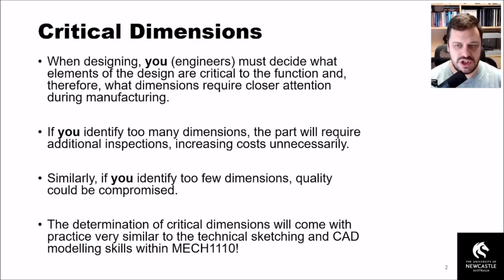So when designing, you as engineers must decide what elements of the design are critical to the function, and therefore what dimensions require closer attention during the manufacturing process. If you identify too many dimensions, the part will require additional inspections, increasing the cost unnecessarily. Similarly, if you identify too few dimensions, quality could be compromised and the component may not work as it was intended. So the determination of critical dimensions will come with practice, and it's very similar to everything else you've been working through in Mech 1110, such as your technical sketching and CAD modeling skills within Creo.